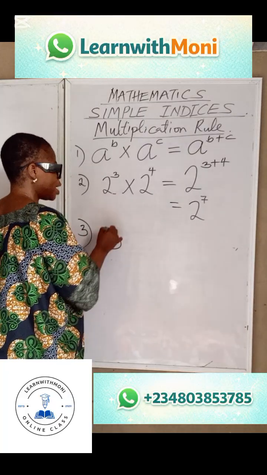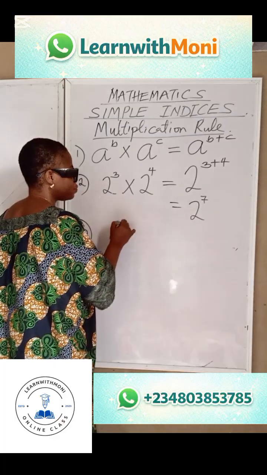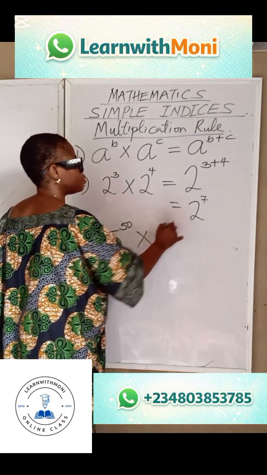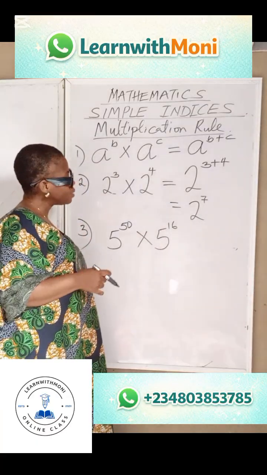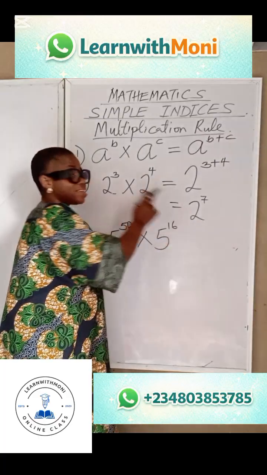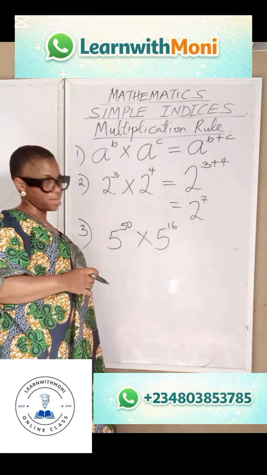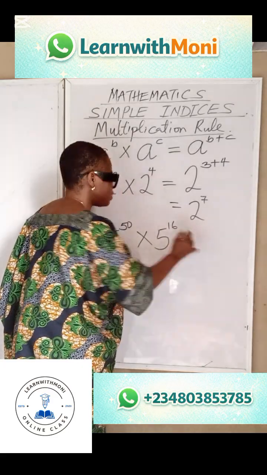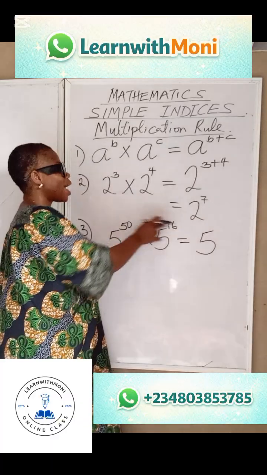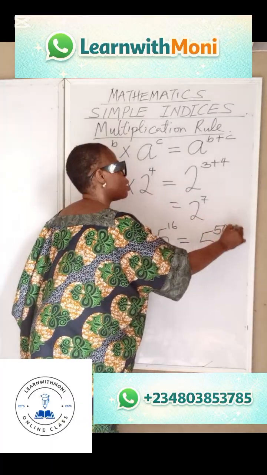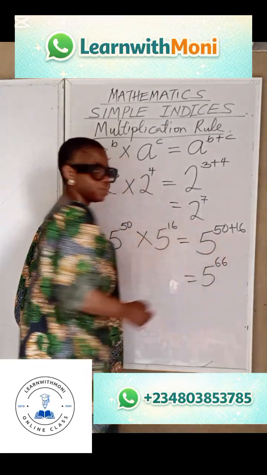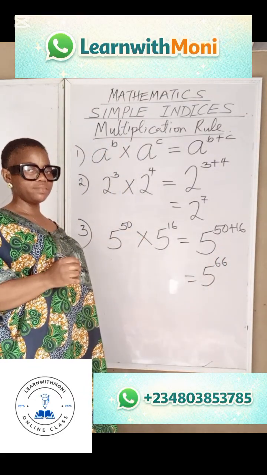I have 5 raised to power 50 multiplied by 5 raised to power 16. In this case, would you say that I should express 5 multiplying itself 50 times and 5 multiplying itself 16 times? No, I wouldn't do that. The rule says once the bases are the same, you pick it once and add the powers. 50 plus 16, which is equal to 5 raised to power 66. That is the multiplicative rule.